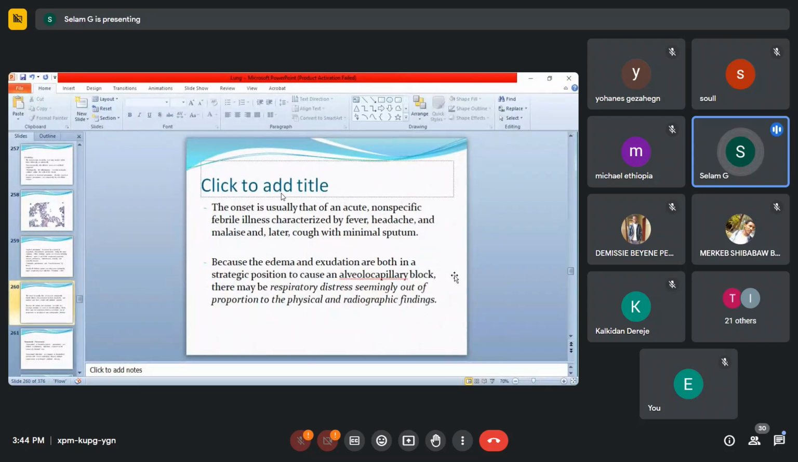The onset is usually that of an acute, non-specific febrile illness characterized by fever, headache, and malaise, and later cough with minimal sputum. Because the edema and exudates are positioned strategically to cause an alveolar capillary block, there may be respiratory distress seemingly out of proportion to the physical and radiologic findings. So hence the diagnosis of pneumonia will be given.